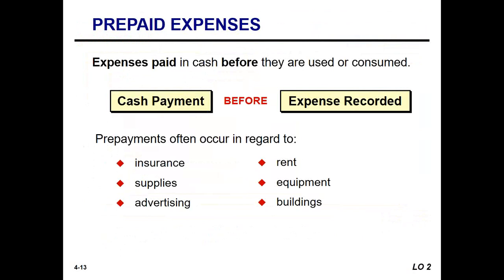Prepaid expenses. They were paid before they were used. Insurance. I believe that was our example in Chapter 3. We paid a 1-year insurance policy. Sometimes you will pay rent, maybe 3 months at a time. Supplies. We buy supplies and we know those are an asset until they're used up. Various things. Equipment and buildings. How can that be a prepayment? We'll talk about that as we move forward.